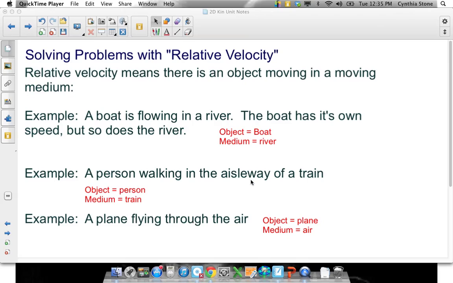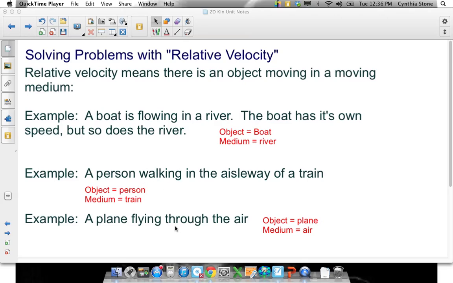You could say a person on a train. We have a person, that's the object, and the medium is the train. Ferd walks towards the front of a train. The train's moving 30 meters per second relative to the ground. Ferd's walking 3 meters per second. So Ferd's velocity relative to the ground is 33, right? And I think that's pretty instinctive. These are the types of questions I gave you related to relative velocity in grade 11.